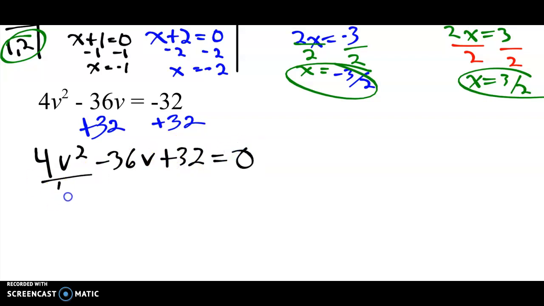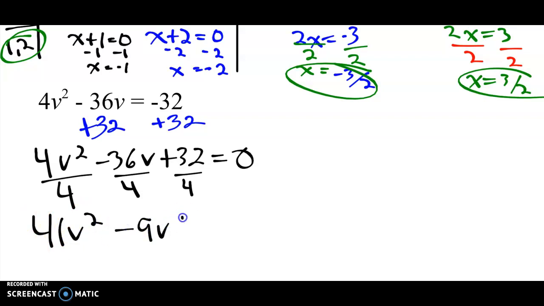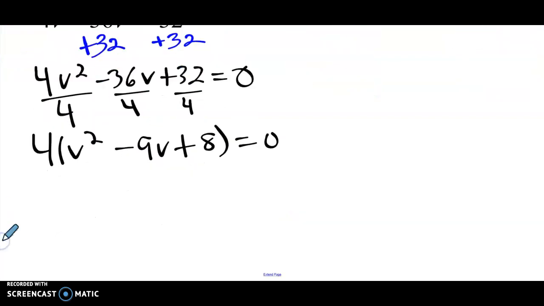And the GCF is 4. They're all divisible by 4. So we're going to have 4 in the front, v squared minus 9v. 36v divided by 4 is 9v. 32 divided by 4 is 8. Set that equal to 0. And now we just focus on the v squared minus 9v plus 8 using the ABC method.